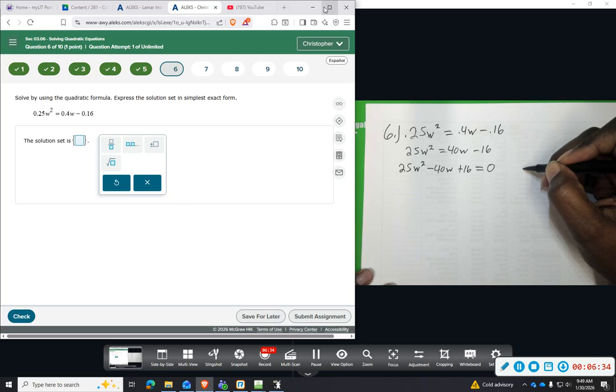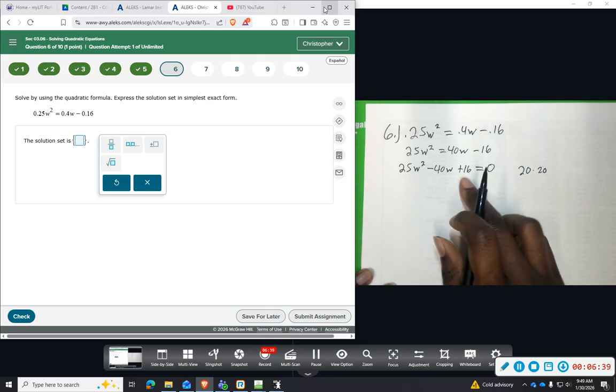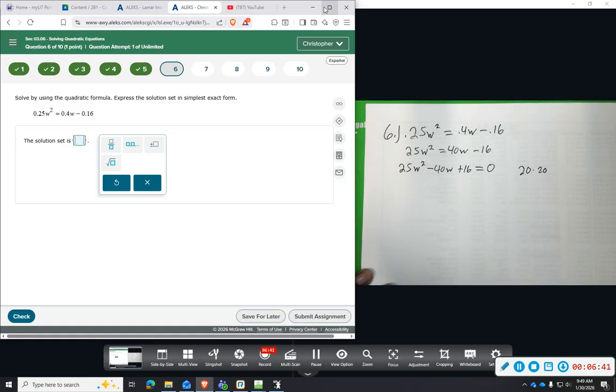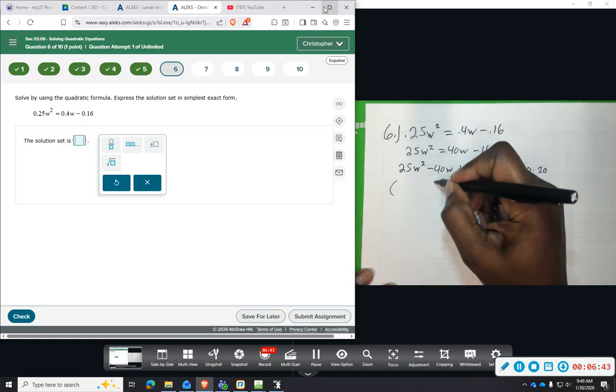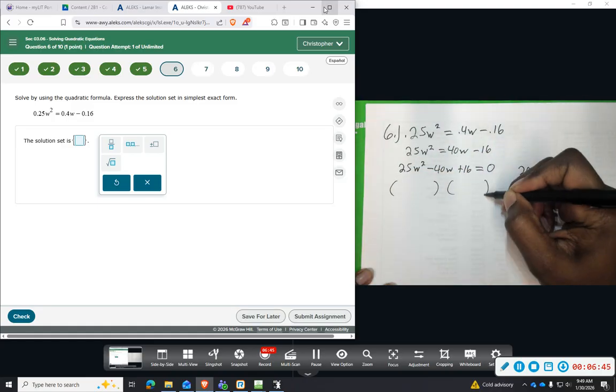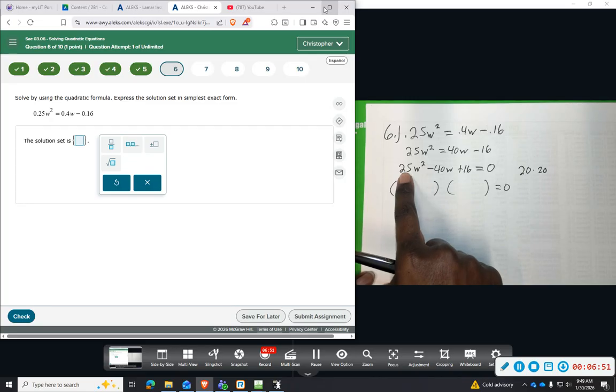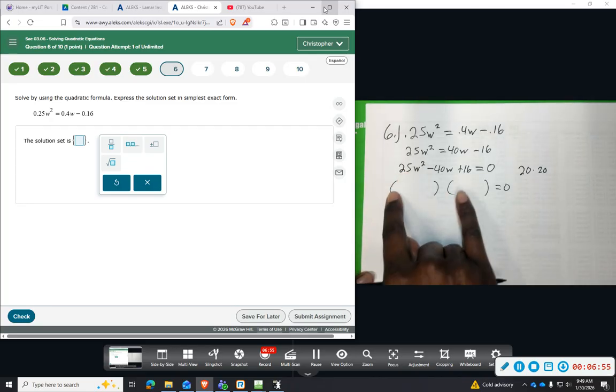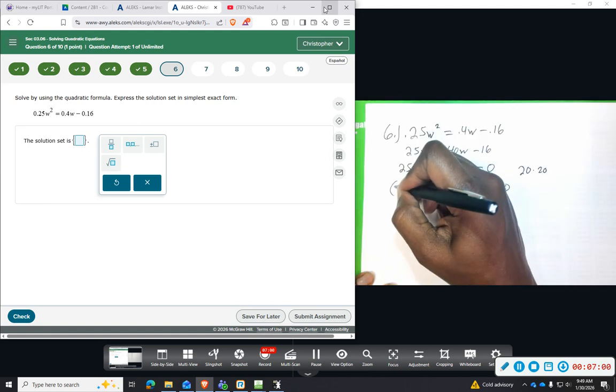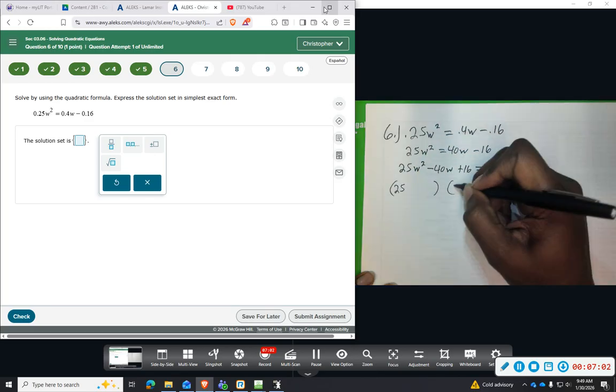Since we found that 20 times 20 equals 400 and adds to the middle term, we can factor this. So here's how I do it. We used to do a guess and check with this leading coefficient because 25 can be written as 25 times 1 or 5 times 5. So I'm not really sure which way. In order to avoid the guess and check, I'm going to put 25 in both.